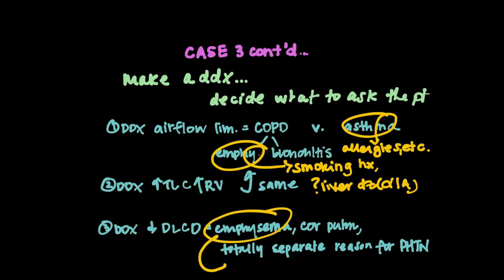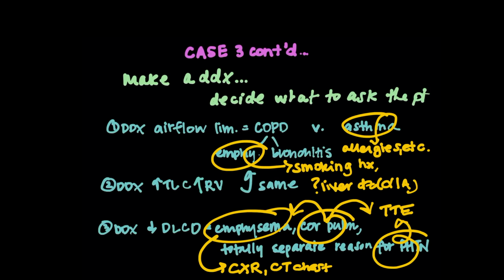So how do we figure it out? For emphysema, it can be helpful to get a chest x-ray or a CT scan of the chest to look for the actual emphysema. For pulmonary hypertension, you can get a TTE, which stands for a transthoracic echocardiogram, and that would be the same workup for the cor pulmonale as well, because at the end of the day, that's just right-sided heart failure.